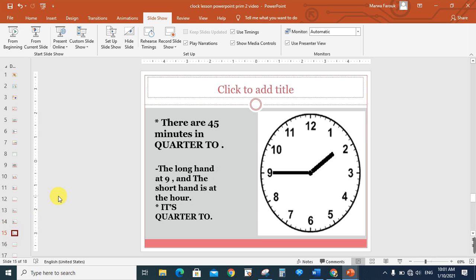And here, there are 45 minutes in a quarter to. When the long hand is at 9 and the short hand is at the hour, it's called quarter to. It's called quarter to. Okay.